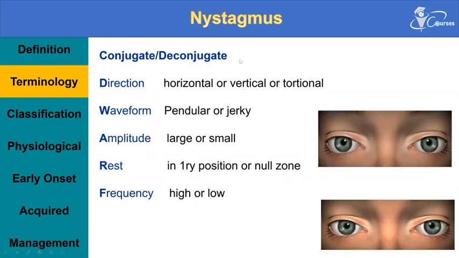Conjugate or disconjugate: when the eyes are similar or dissimilar in direction, waveform, and amplitude. Direction is the nystagmus movement, whether it is horizontal, vertical, or torsional. Waveform, whether it is pendular or jerky. Amplitude, whether it is large or small. Rest, is it in primary position or does the patient assume a specific null zone. This is very important for the management of nystagmus, and we will discuss this in the last slide. And the frequency, whether it is high or low.